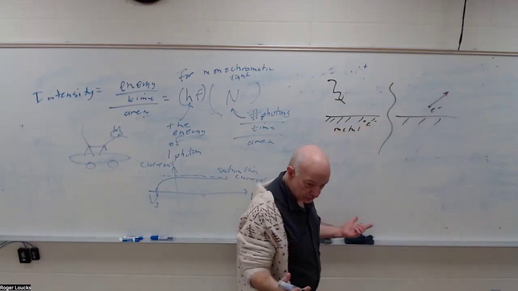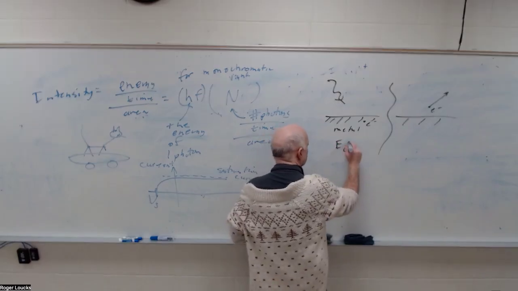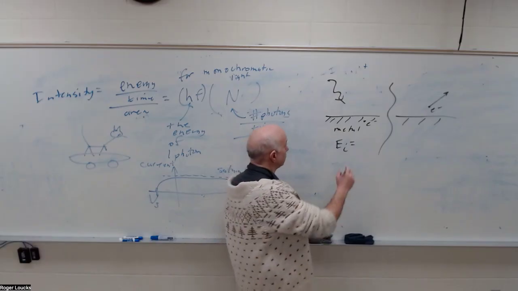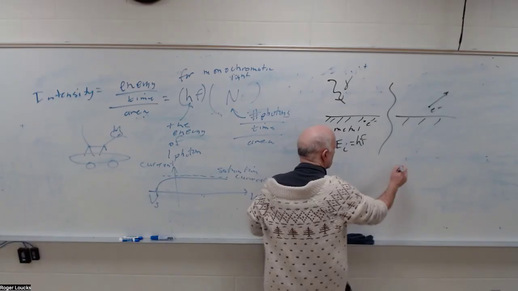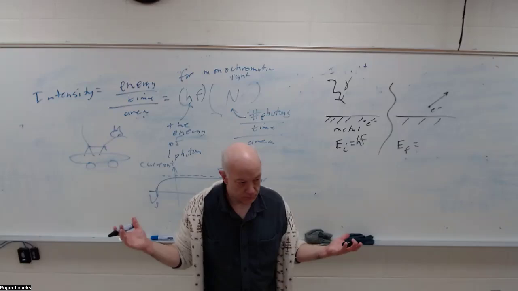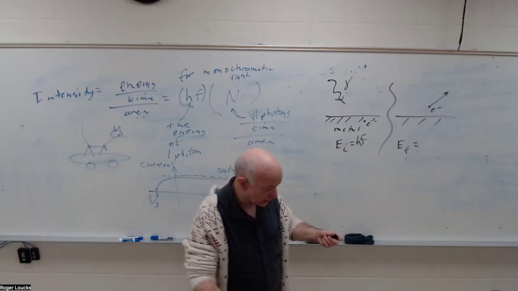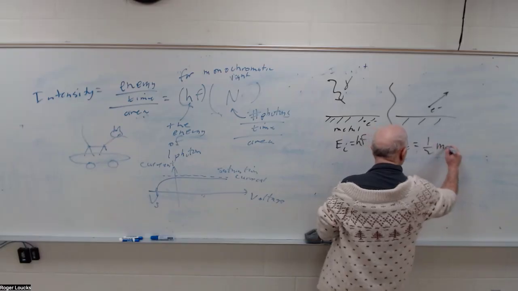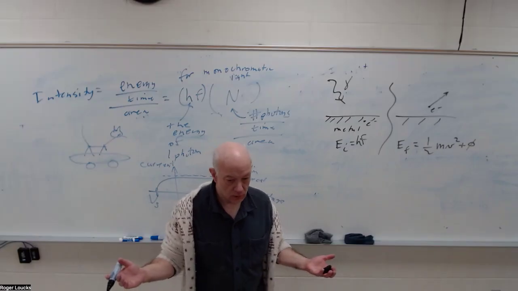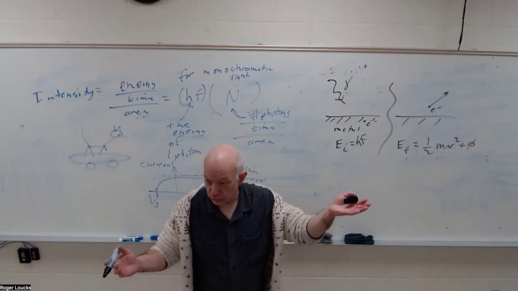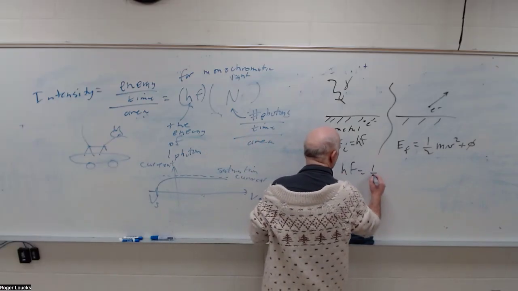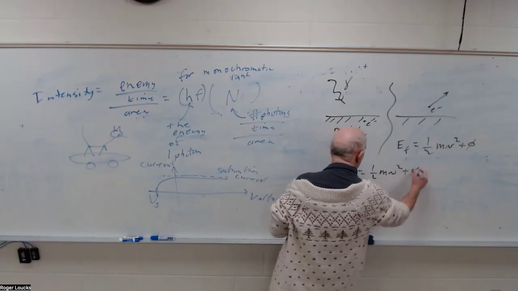We apply conservation of energy here. The energy over here is just the energy of the photon, our gamma, so this is just hf. What is the final energy over there? It's the kinetic energy of the freed electron, 1/2 m v squared, plus phi. And what is phi? It's the energy it takes to move that electron out of the surface. So this gives us hf equals 1/2 m v squared plus phi.